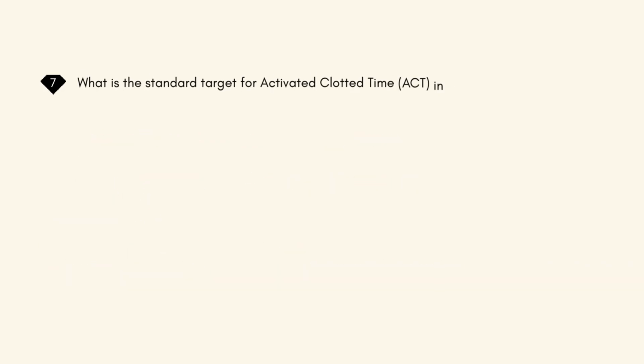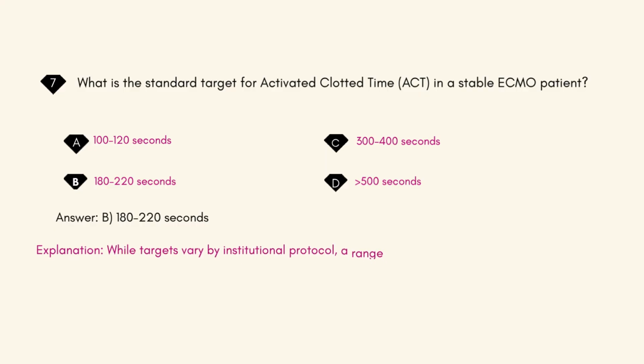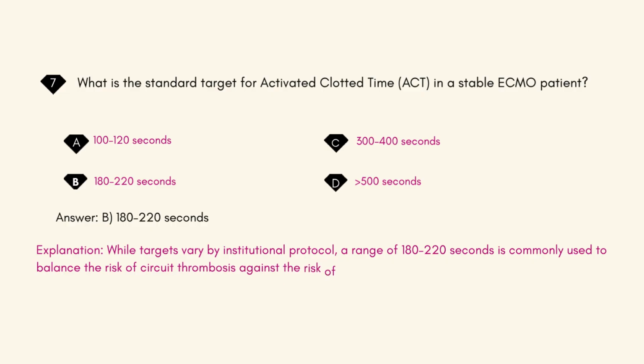What is the standard target for activated clotting time, ACT, in a stable ECMO patient? A. 100 to 120 seconds. B. 180 to 220 seconds. C. 300 to 400 seconds. D. Greater than 500 seconds. Answer: B. 180 to 220 seconds. Explanation: while targets vary by institutional protocol, a range of 180 to 220 seconds is commonly used to balance the risk of circuit thrombosis against the risk of systemic hemorrhage.